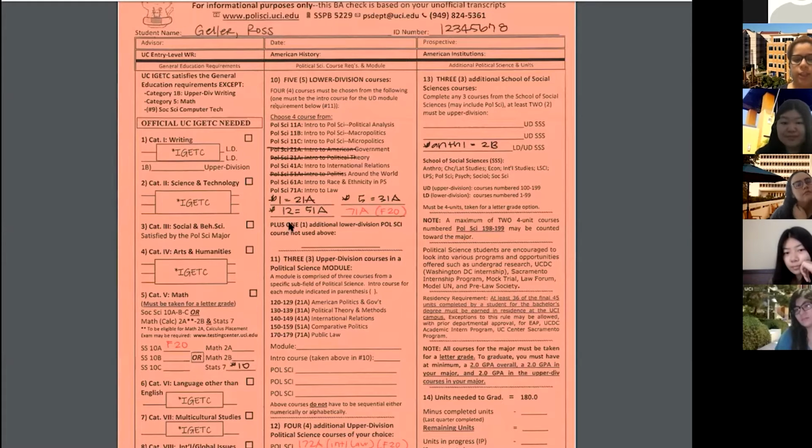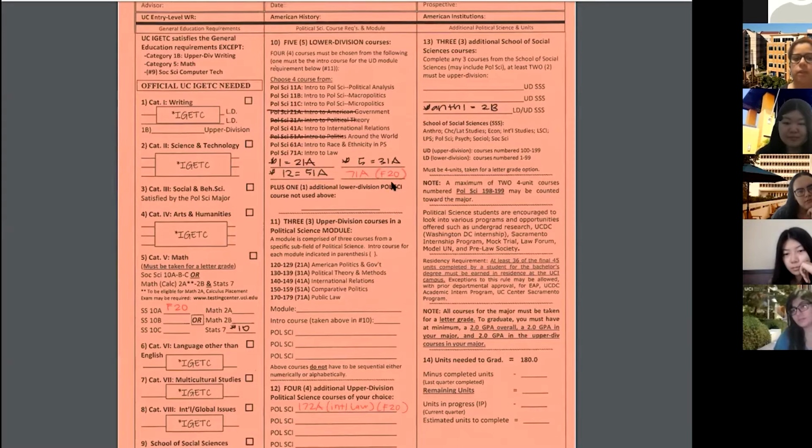And here you can see how some courses are marked with stars, meaning this course was taken at another institution, for example, your community college. It would be, for example, one in your community college, and then the equivalent at UCI would be 21A, and so on. And then here you would see the 71A, that's the projected course for fall 20.